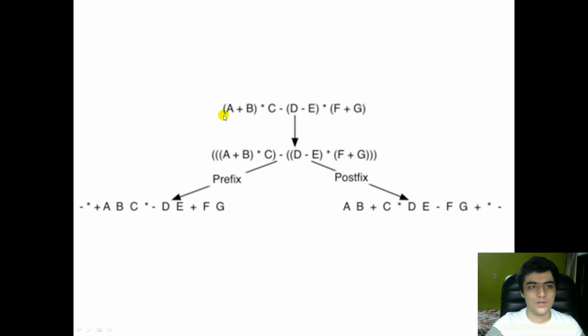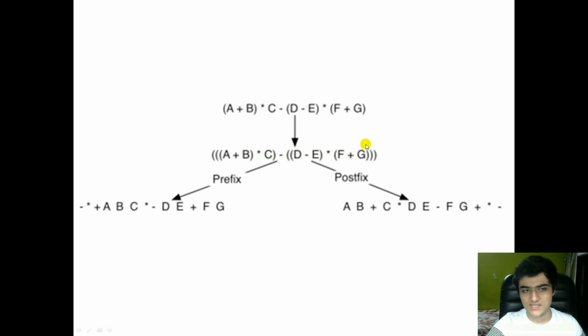This is the example: a plus b multiplication c minus b minus z multiplication f plus g. Look at the parenthesis closely. We can rewrite this as this expression. Now, to write the prefix notation of this expression, all we need to do is put the minus over here. Then, looking at the left side of this expression, comes an asterisk, which means multiplication, then a plus, and then a, b, and c in that order because it's a prefix notation.